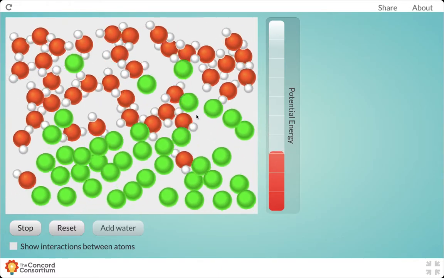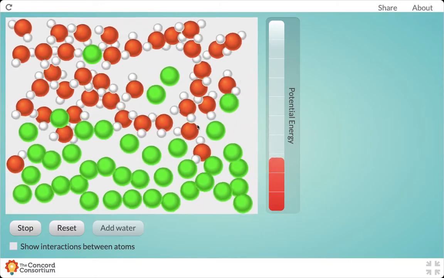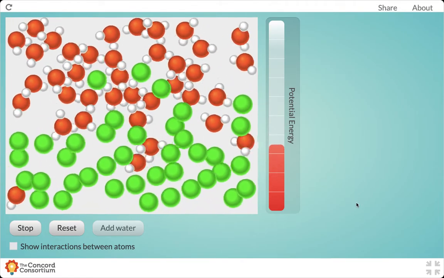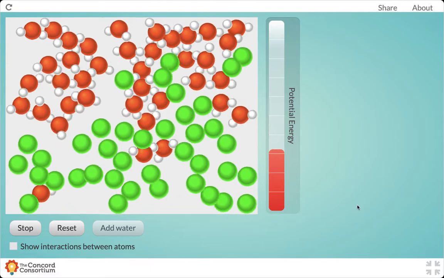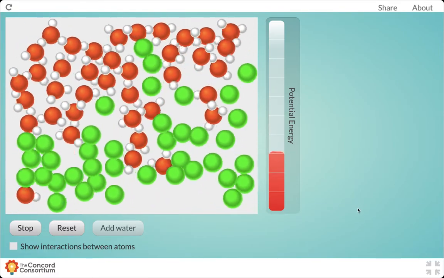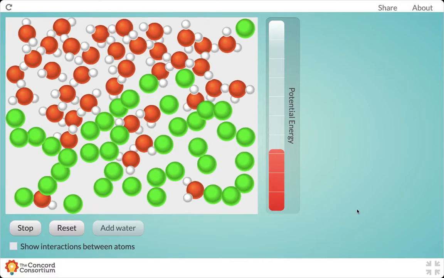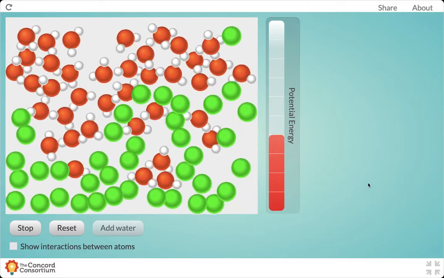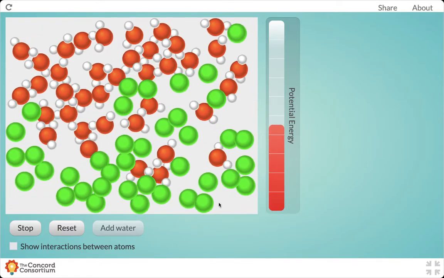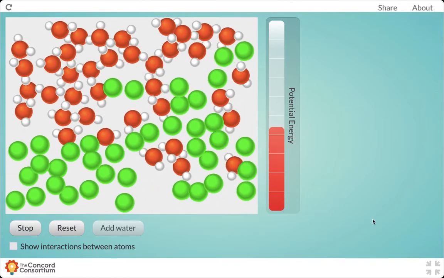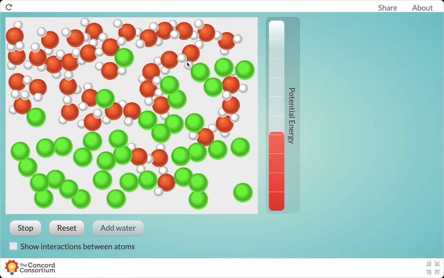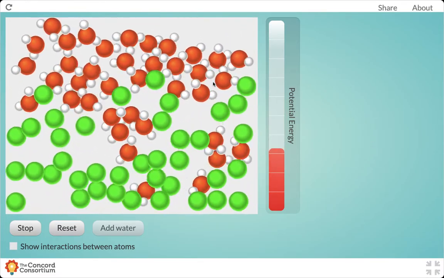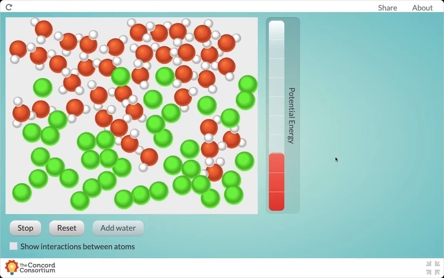And those attractions between the water and the green particles are stronger than the attractions that the green particles have for themselves. So the green particles, they're still attracted to each other, but they like the water molecules even more. And so that's kind of why some things dissolve and other things don't. If you have a substance where the particles of that substance, like these green ones, are very attracted to the solvent, water is the solvent here, right? Then the solvent particles can kind of carry away the particles of the solute, okay?